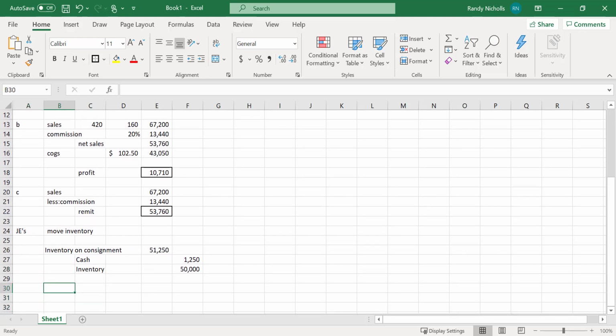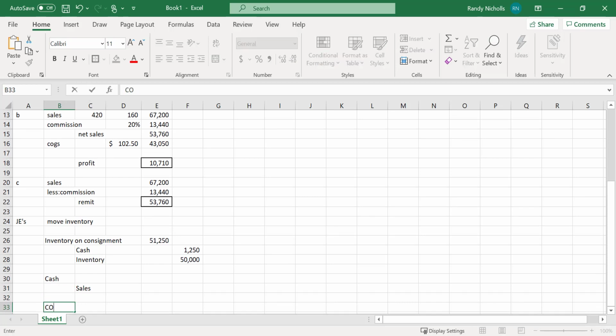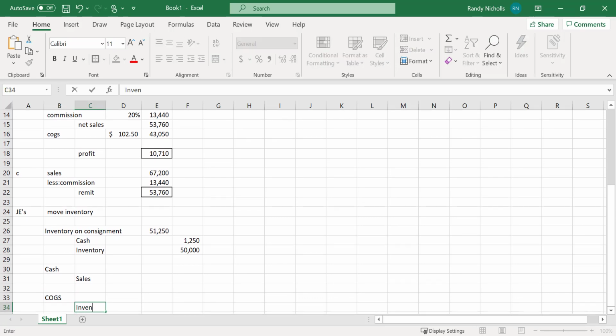When I do the sale, my standard sales journal entry is: I got cash, I got sales, I got cost of goods sold, and I've got inventory. Now in this example, the inventory, we've called it inventory on consignment. The cash I got, we calculated. The sales amount we calculated. The difference here is the commission expense, and we need to record that as a commission expense to us.